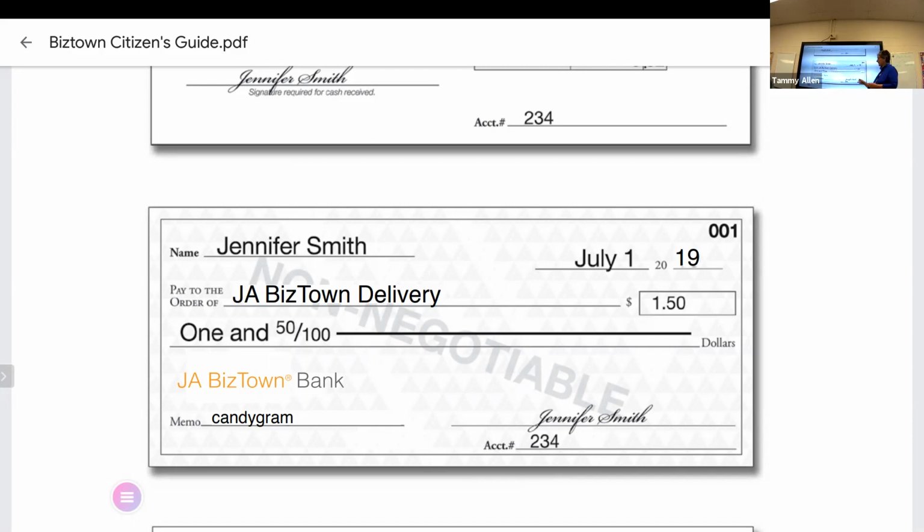If you don't sign it, then whoever you wrote the check to cannot get their money for the payment. So if you went to CVS and you didn't sign the check, they'll say, hey, you have to sign this. They won't even accept your check. And you don't get to take your things with you. Okay? Because you have not said that they can have that money.